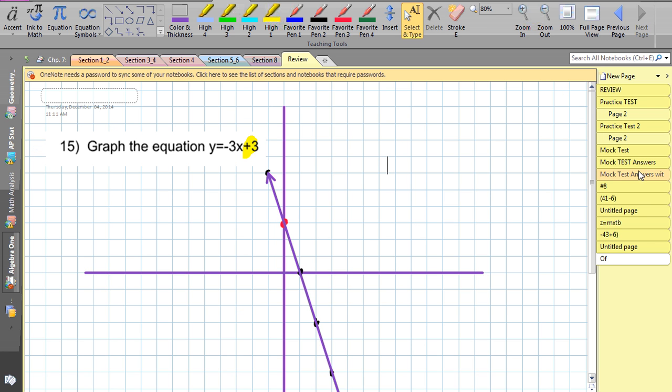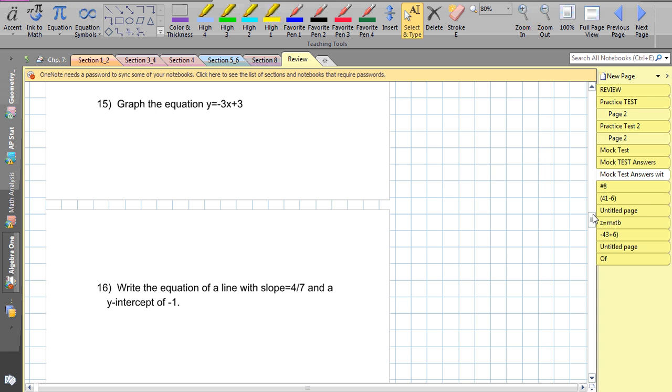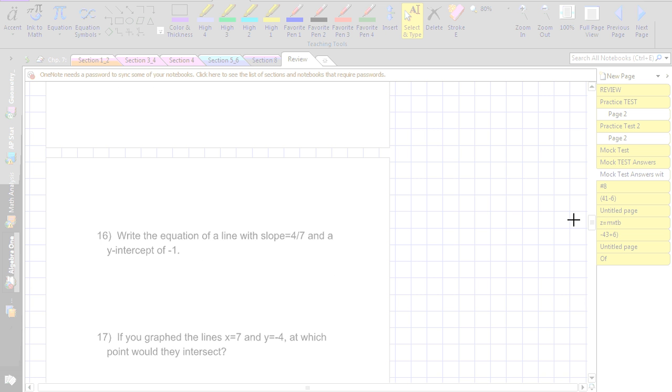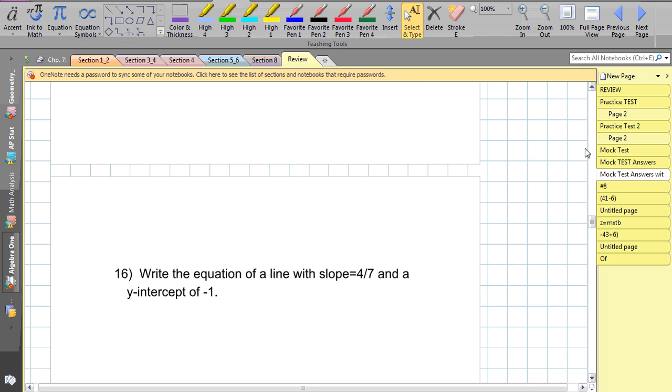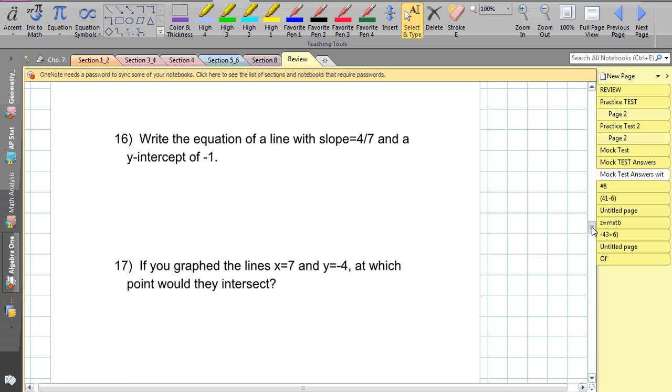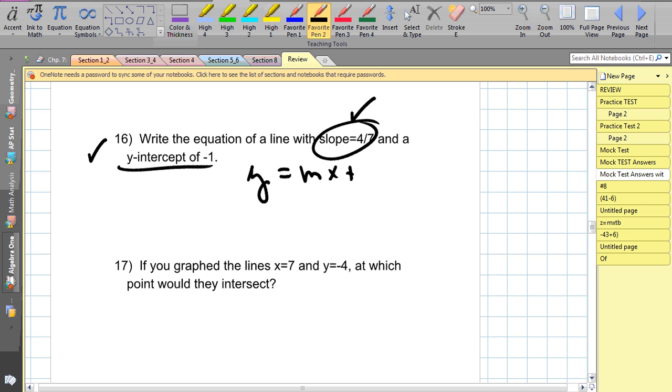So let's try number 16. 16 doesn't give us an equation. It says to write an equation in slope-intercept form. Just like earlier, we only need two things to write an equation in slope-intercept form. It doesn't tell us what form to write it in, but since I know the slope and since I know the y-intercept, that's all I need to write an equation.